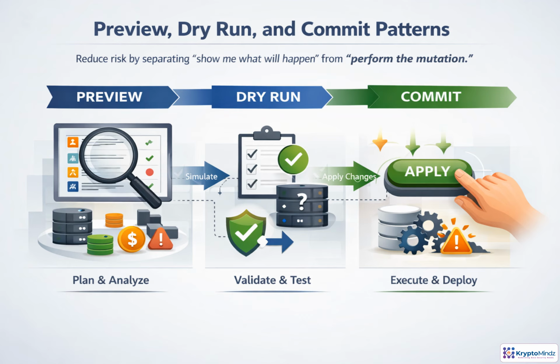Before an MCP tool changes real state, give the agent a safe checkpoint. Preview answers: what would change? It should return the diff, affected resources, cost impact, warnings, and any permissions needed. A dry run goes one step further. It exercises validation and policy checks, but does not write anything. Only after the user or agent confirms should the commit call execute the mutation, ideally tied to a preview token or operation ID. Use this pattern whenever actions are destructive, expensive, broad in scope, or subject to compliance review.